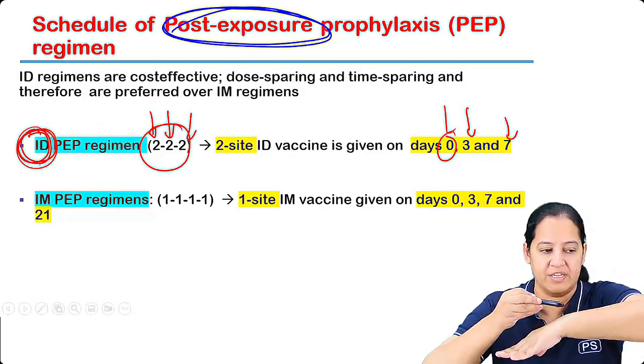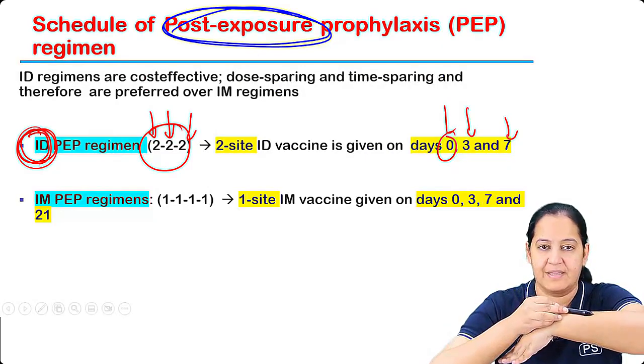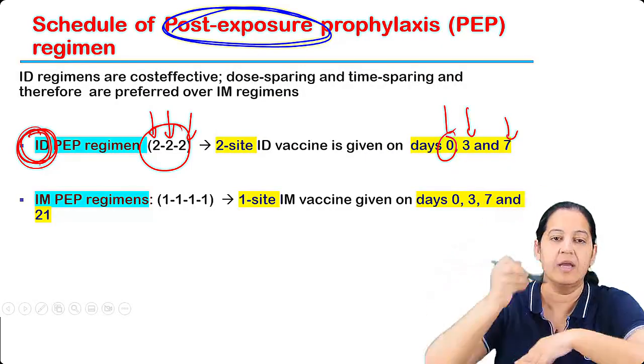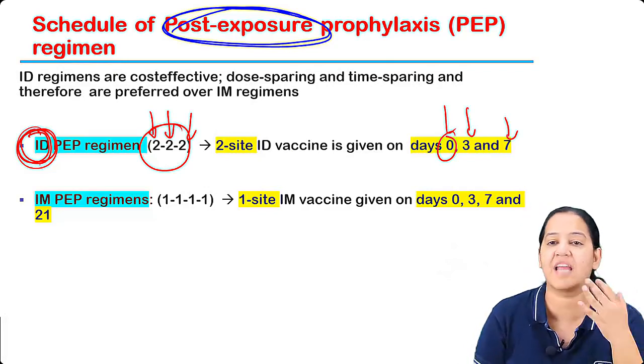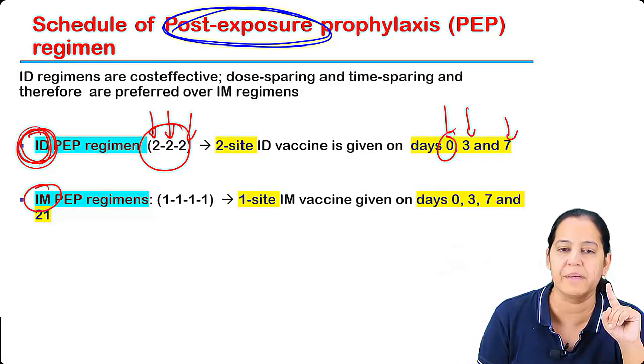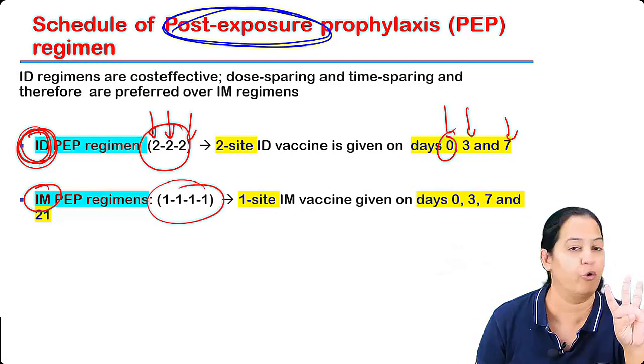Intradermal is at 180 degrees, okay, between dermis and epidermis. It's like this, okay. Intramuscular is 90 degrees. So the person will say, okay, tell me the second protocol. In the second protocol, intramuscular, we will give only 4. Only 4, not 6 injections.